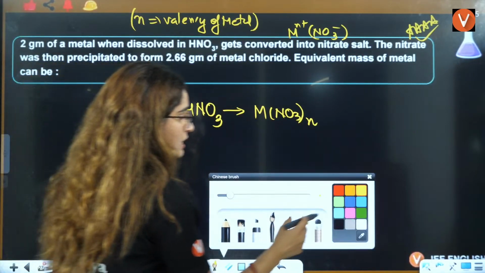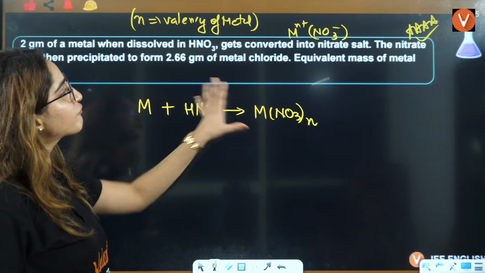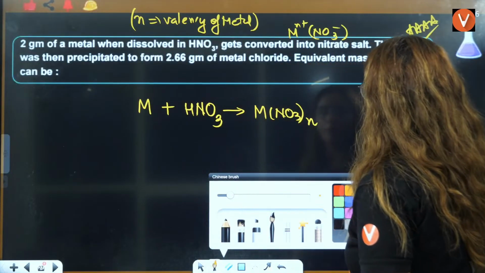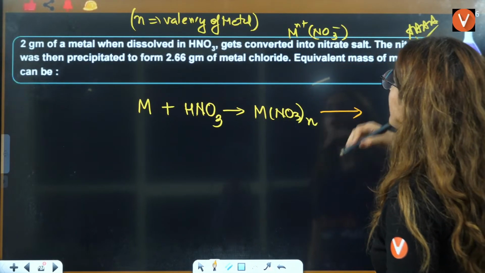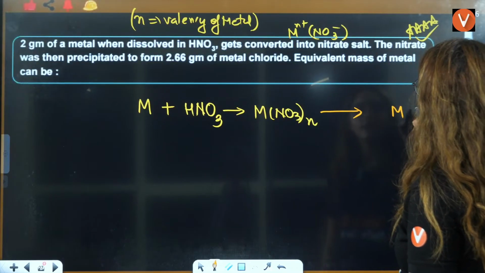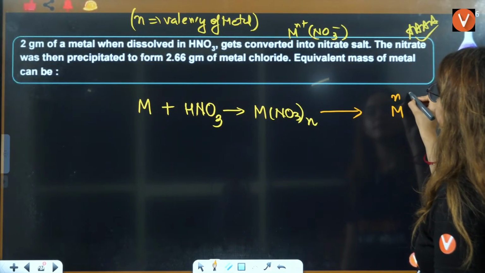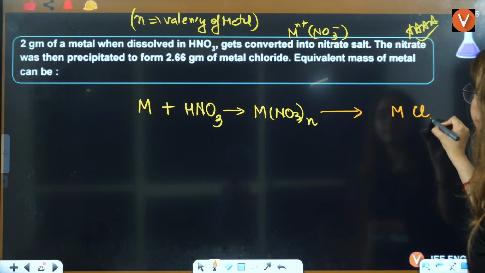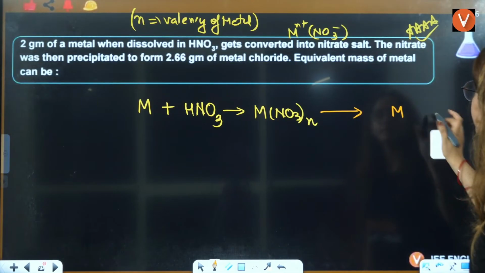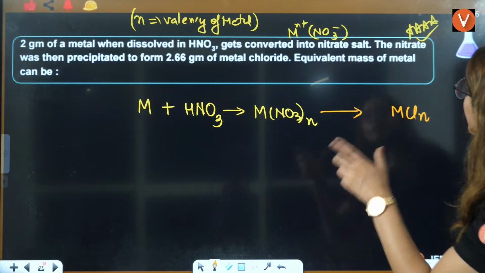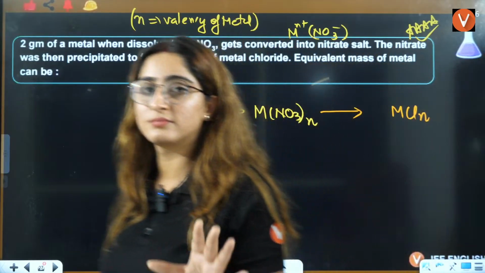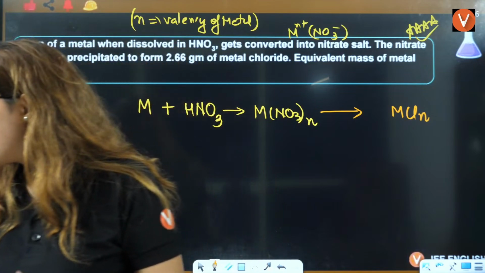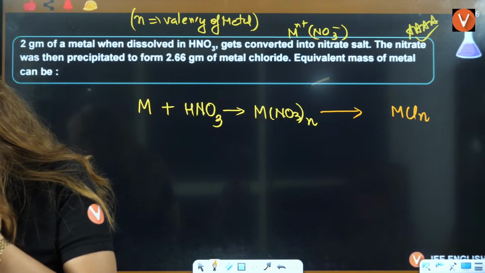Now, after this, they are saying this nitrate is then precipitated to form metal chloride. Chloride is -1, metal is n positive. After cross multiplication, you will have M, this is 1, this is n. So this is what you will have as the answer. Now, they are saying the equivalent mass of metal can be found. You don't know what that metal is. You don't know the valency of that metal. You have to find it.